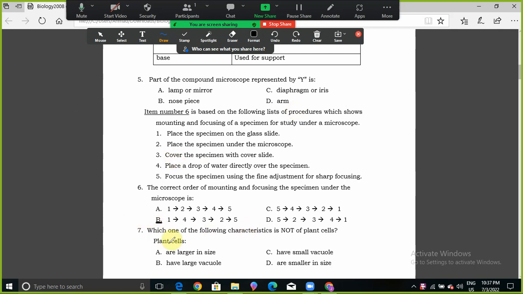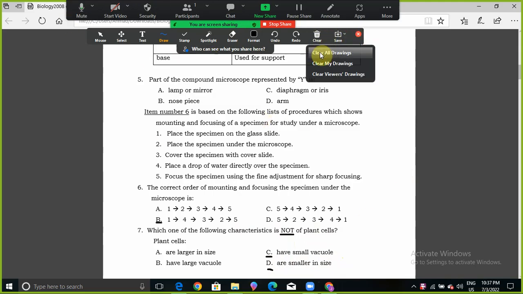So that means for this question there are 2 answers. Why? Because we have C and D, which are not correct. Here it has a small vacuole, and for plant cells it is a large vacuole. And are small in size? No, they are larger in size. So for that the answer is C and D.